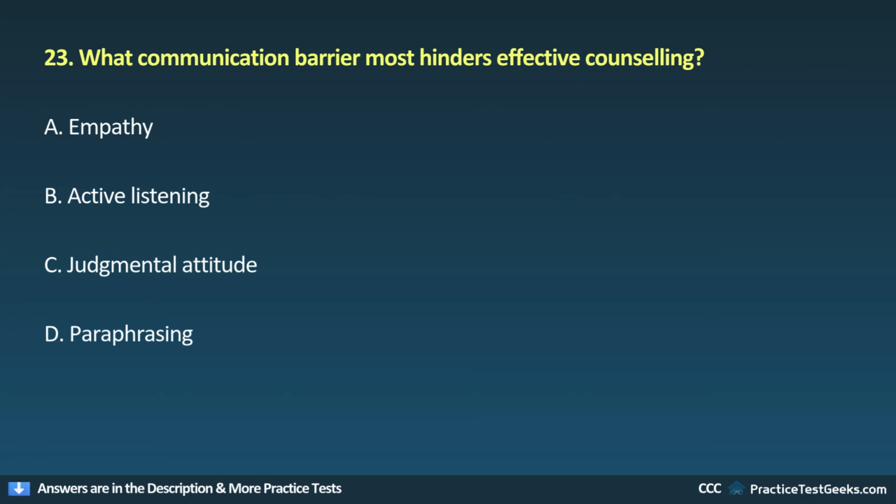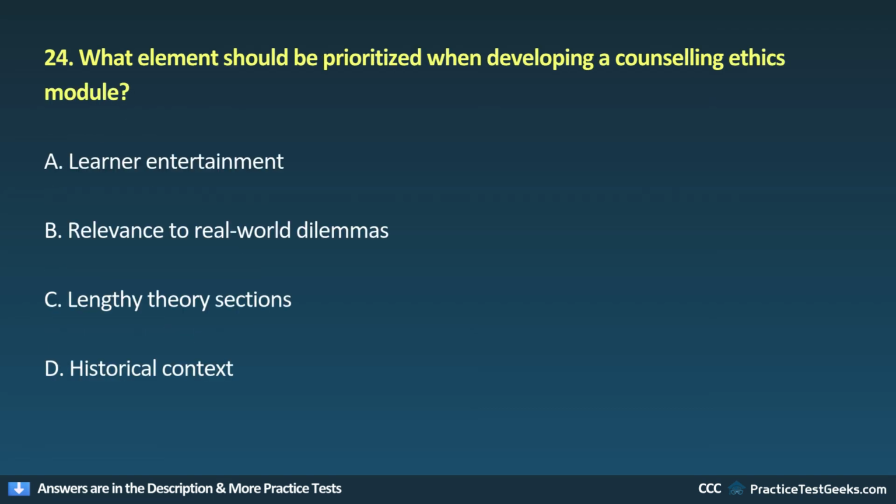23. What communication barrier most hinders effective counseling? A. Active listening. B. Judgmental attitude. C. Paraphrasing.